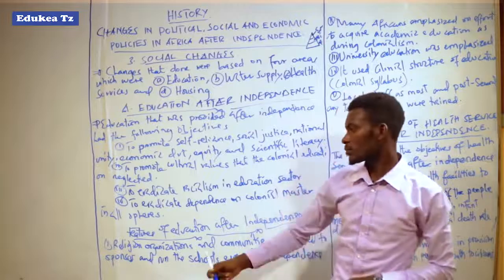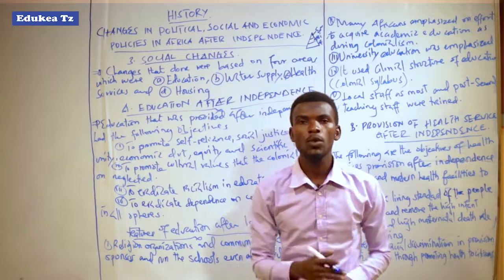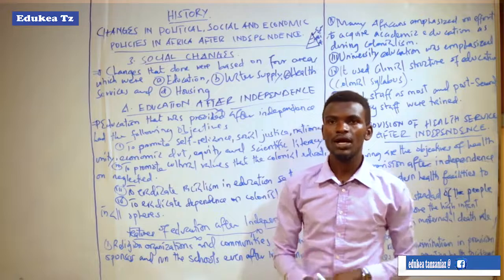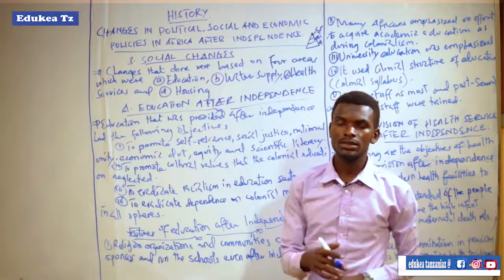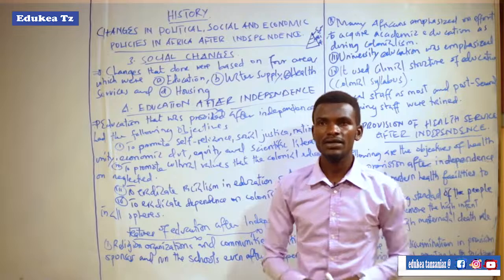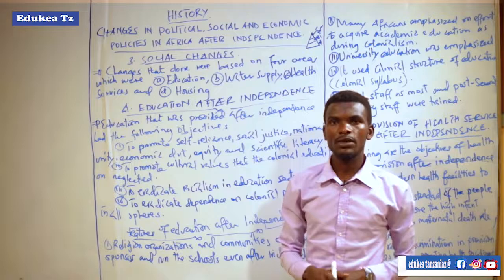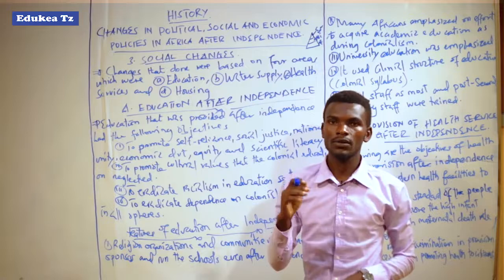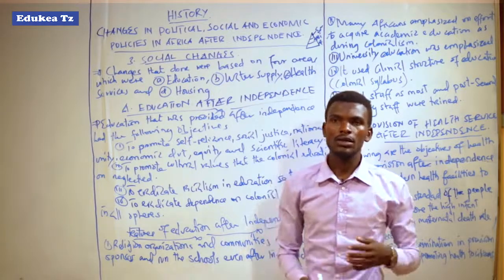But the last one was to eradicate dependence on colonial masters in all spheres. It means that the education which was provided during colonialism was aimed to make the Africans depend on the colonial administration or colonial supervision. But the education which was established after independence was aiming to make Africans independent of themselves, without depending on the colonial masters in all spheres, like political, social, and economic.